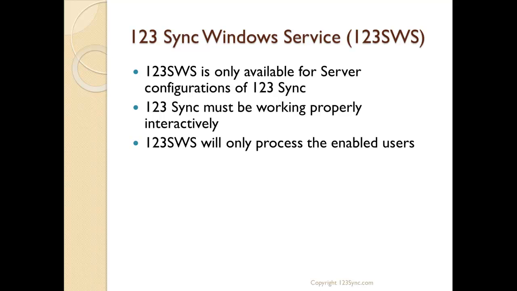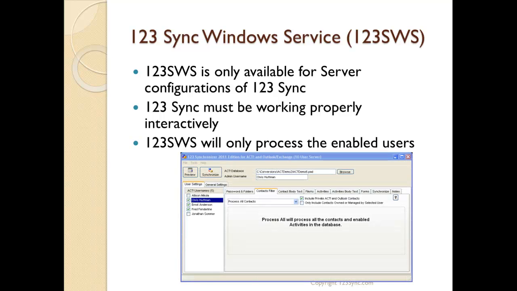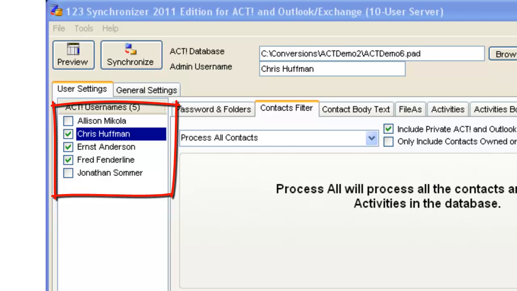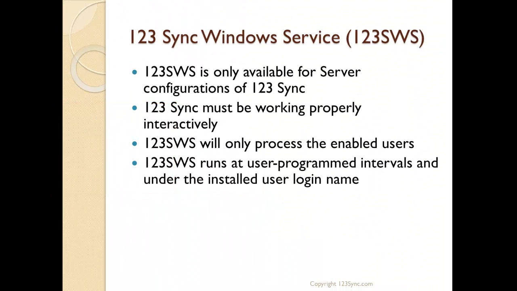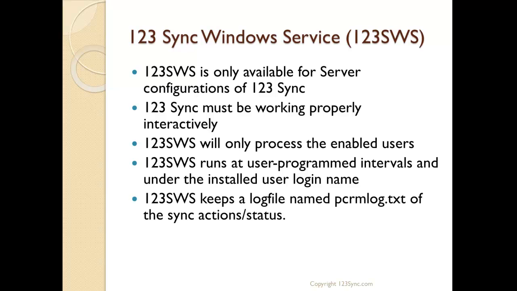Also, when you run it as a Windows service, the 123Sync will only process the enabled users. These are the users that are checkmarked. So if you want to keep any users out of the sync or in the sync as a service, you just make sure that they're unchecked or checked. And when you set it up to run as a service, you tell it to run at program intervals, and it uses the login name to which it was installed.